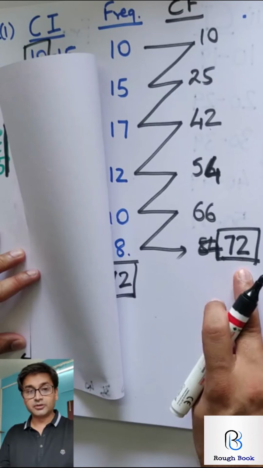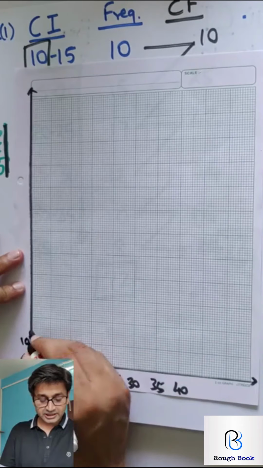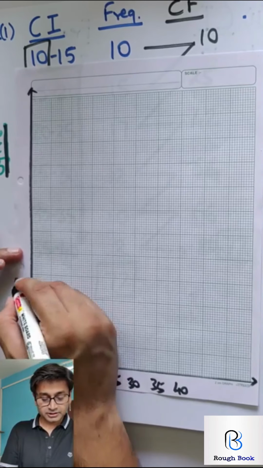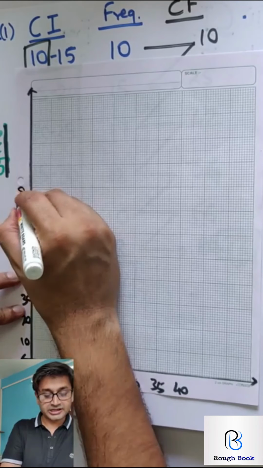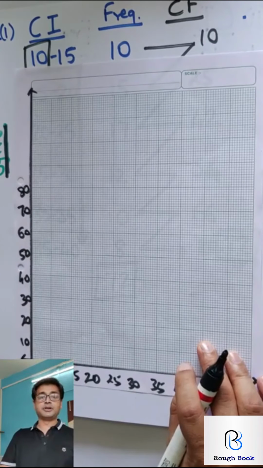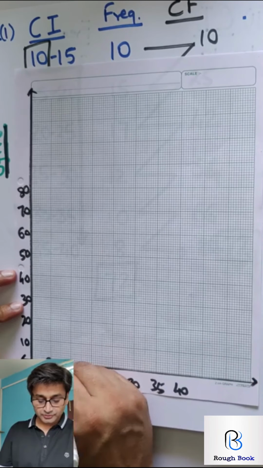So if it is up to 72 divided by 10, 7.2. So the closest will be 10. So take 10, 20, 30, 40, 50, 60, 70 and 80. This is going to be very simple now. Starting from 10, I told you, you remember that? So starting from 10 should be 0.